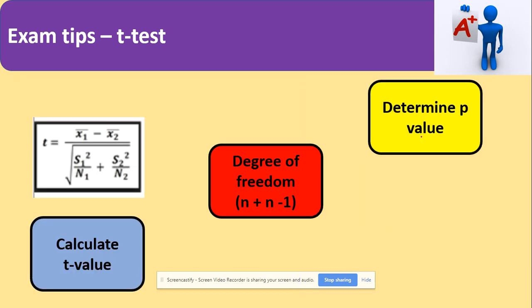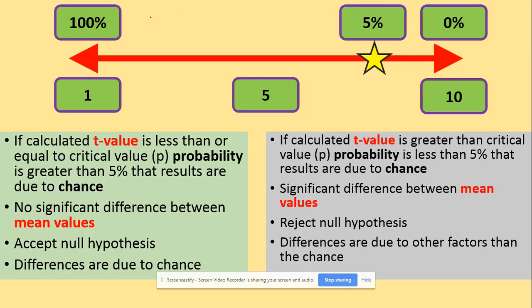So t-test, same way you're going to calculate your t-value, but the difference in the degrees of freedom will be now because you've got two sets of data that you are comparing, two mean values. So it will be n, the size of the first sample, plus n, not sample, but the cases in the second, minus 1. And then you can determine the p-value again in the same manner.